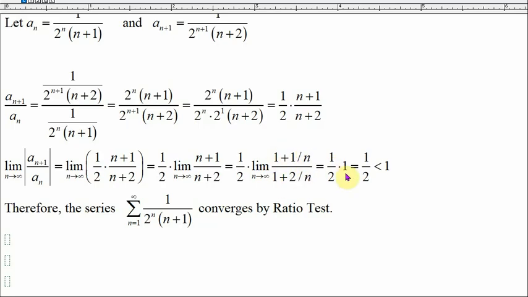So 1/2 times 1 is just 1/2, and 1/2 is less than 1, and therefore the series with the expression 1 over 2 to the n times n plus 1 converges by the ratio test. And recall, the ratio test says that if the limit of the ratio a sub n plus 1 over a sub n is less than 1, then the series converges.